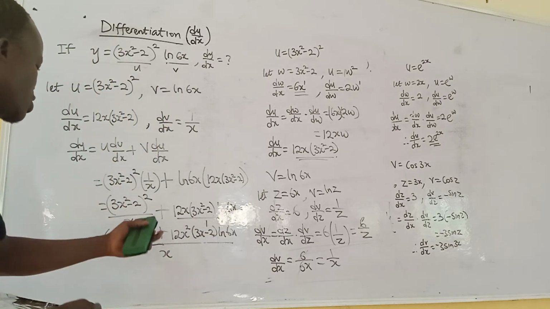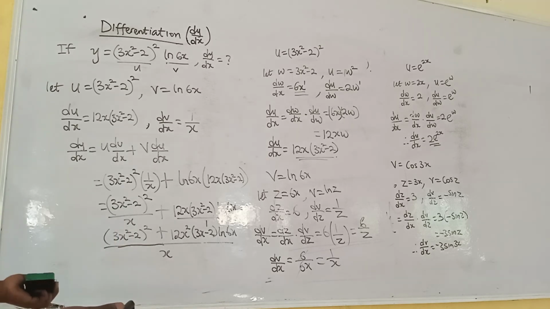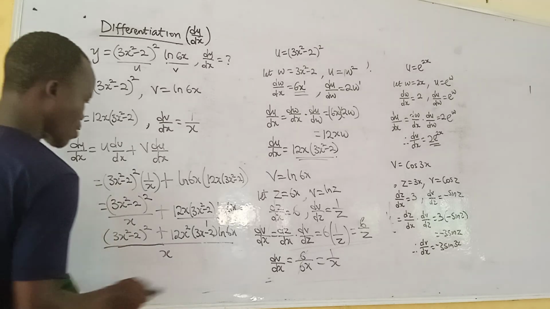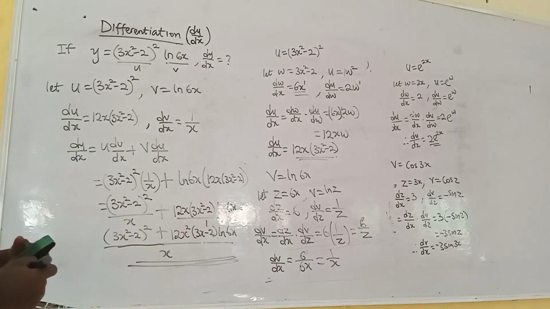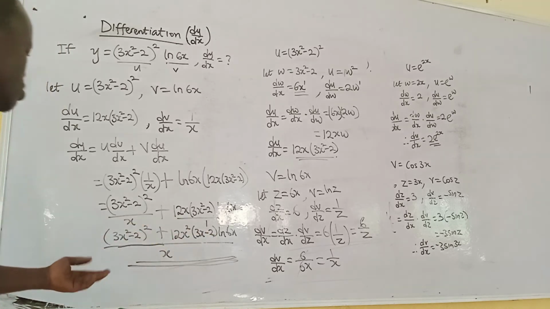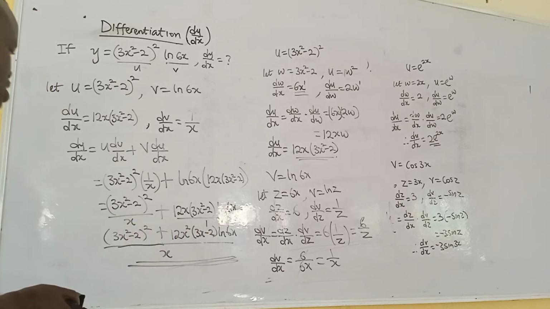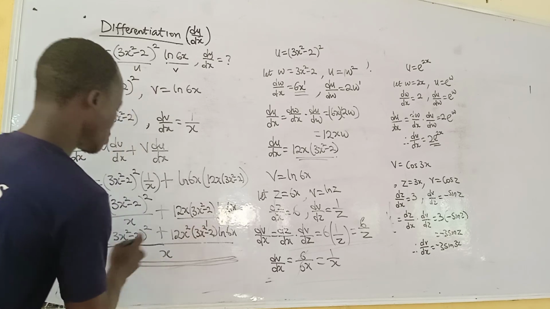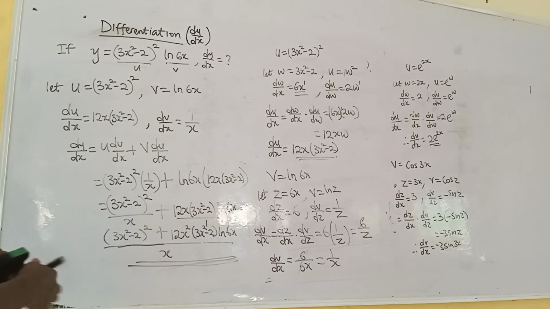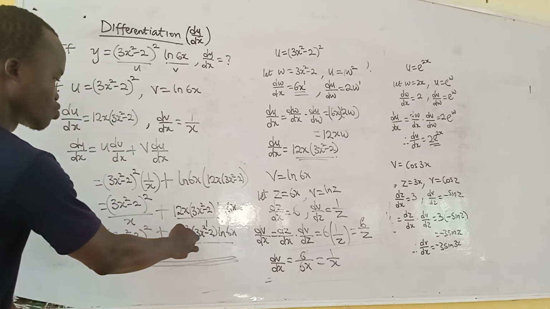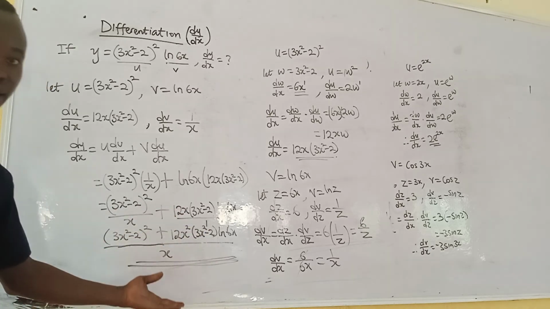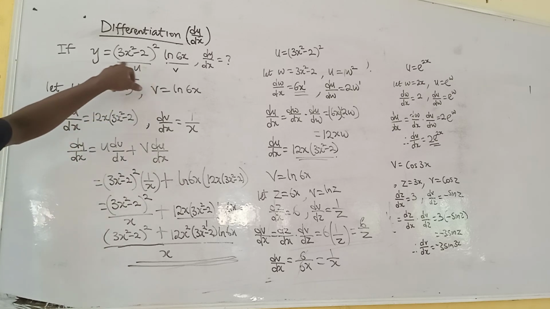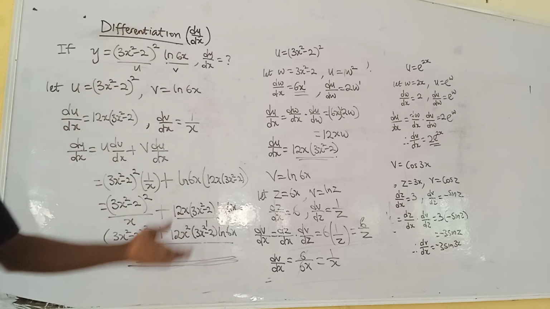So now, what can we still do to this? There's nothing much. We can leave our answer like this. And what you can also do is bring out the common factor, because 3x squared minus 2 is common to both sides. So you can just factor out 3x squared minus 2, but you can as well leave your answer like this. So this is the differentiation of the product of these two functions.